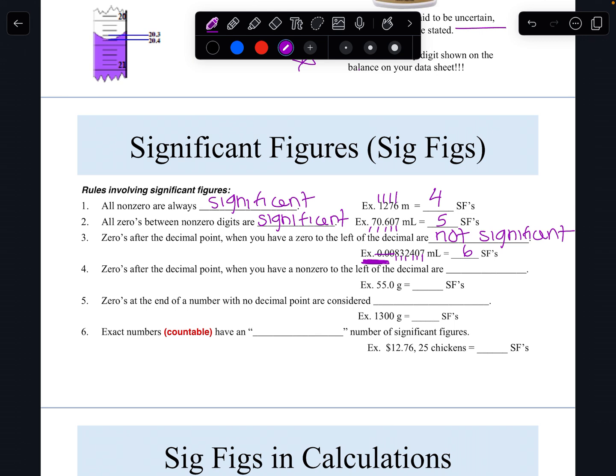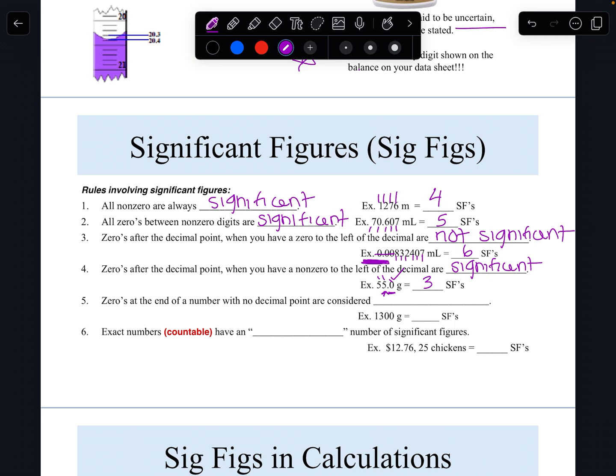Rule number 4, zeros after the decimal point, when you have a non-zero to the left of the decimal point, are significant. Okay? So again, zeros are the confusing part of sig figs. These are called end zeros, and since there is a decimal place right here, this is significant. So therefore, 1, 2, 3 sig figs.